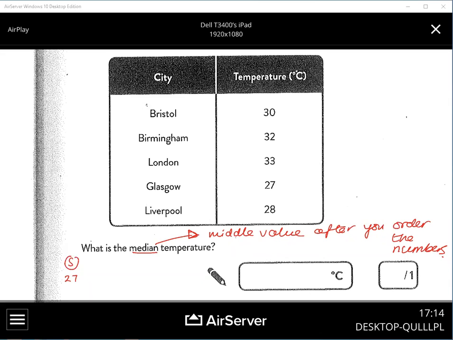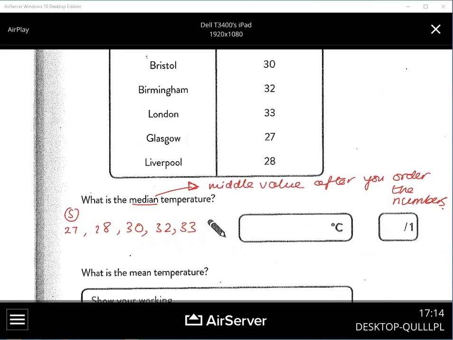So the first lowest number is 27, then 28, then 30, then 32, and then 33. How many values do we have? 5. And which is the middle value out of 5 values? 30. The third value. Okay, so you're coming in from both ends towards the middle. So there's your median temperature.